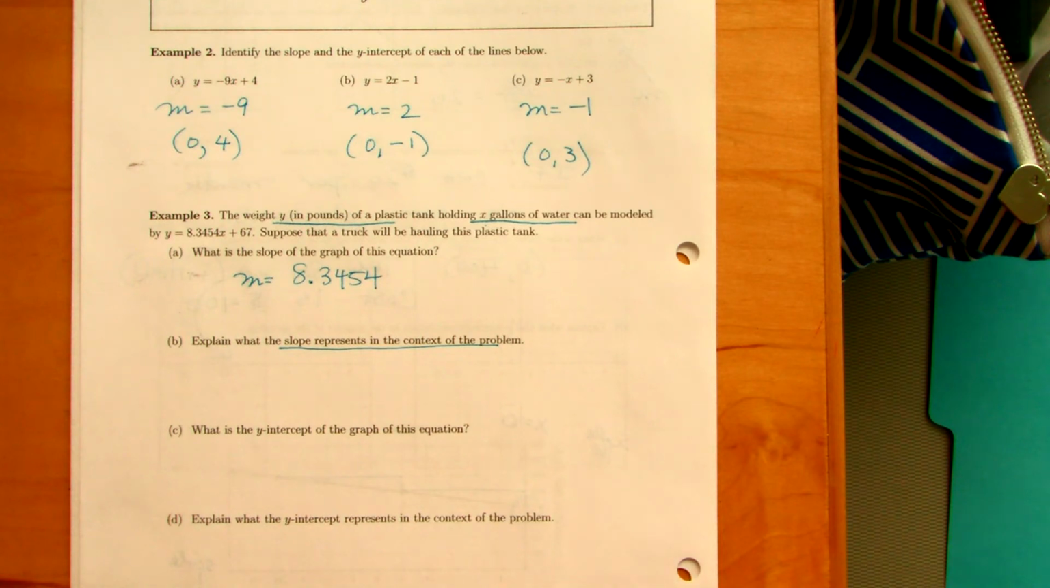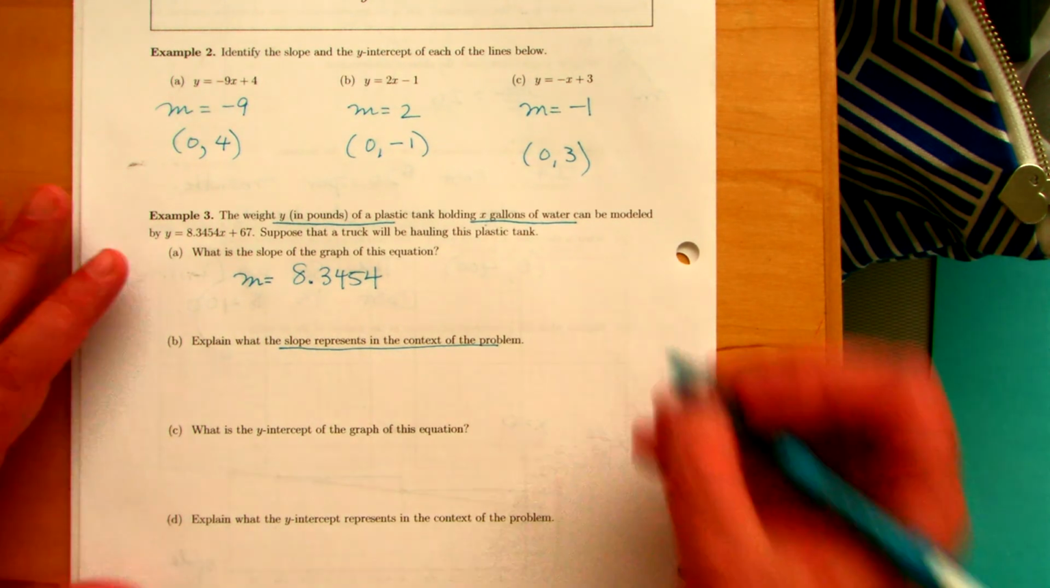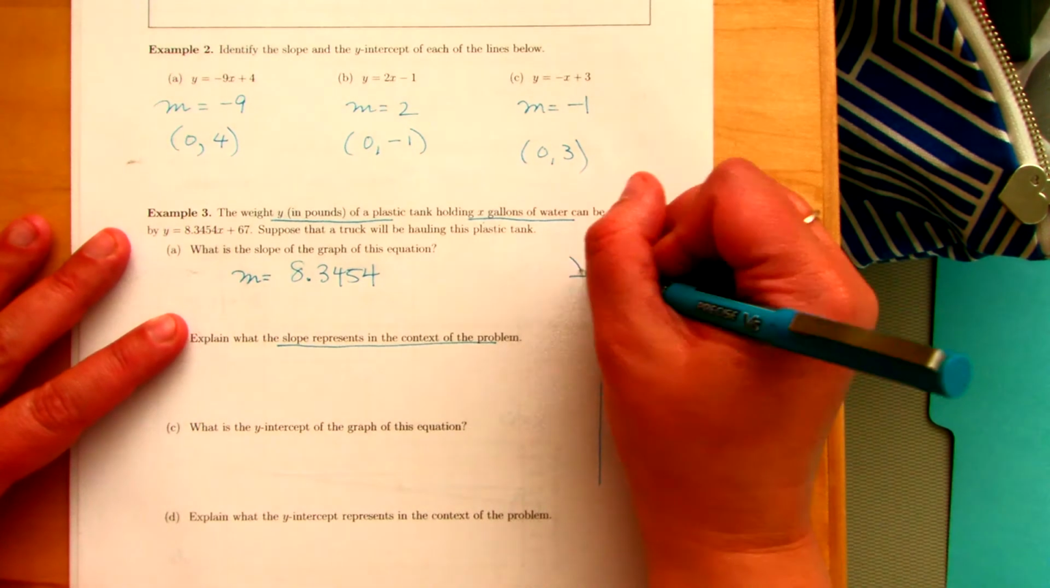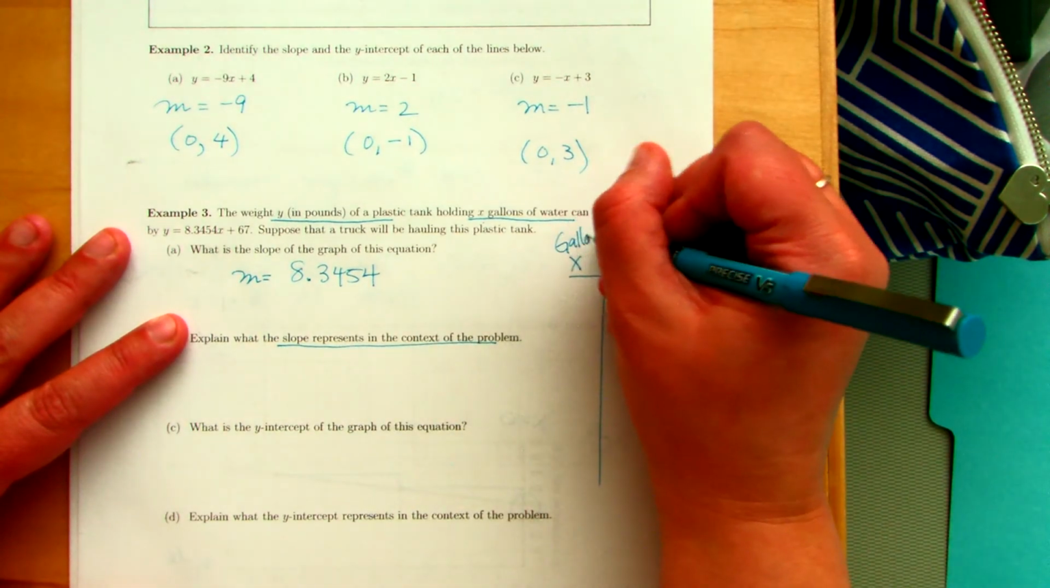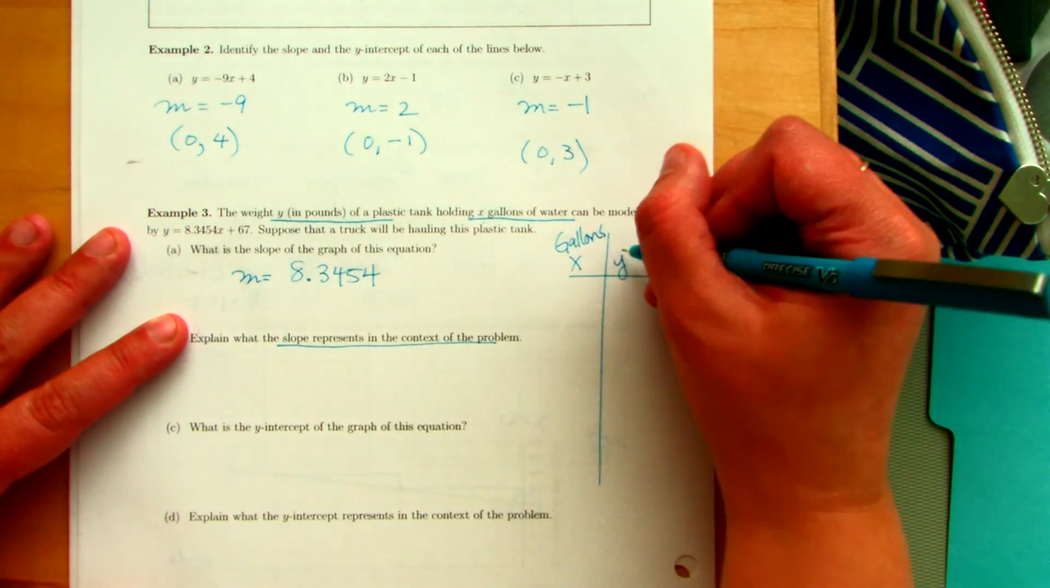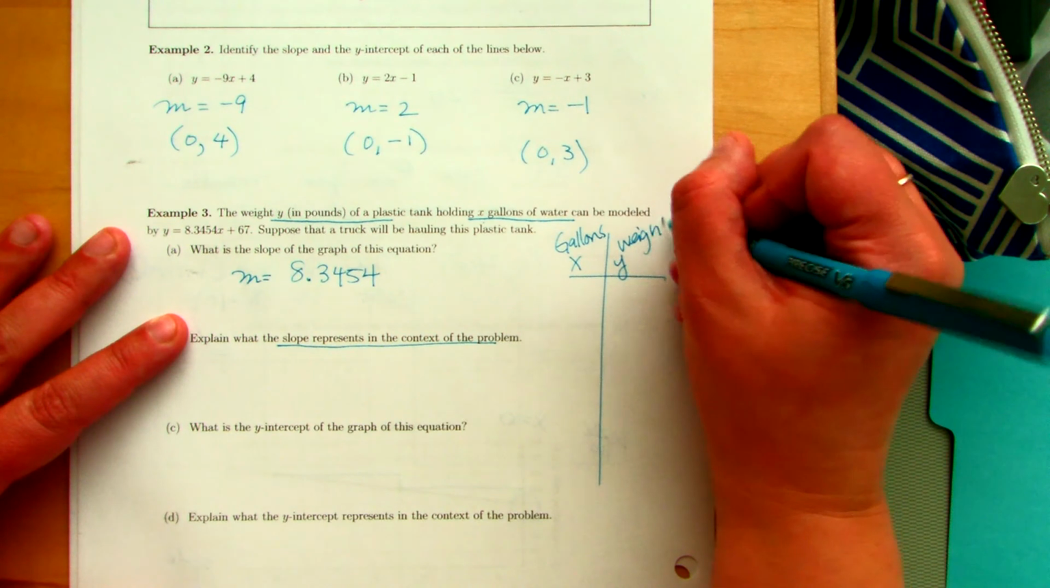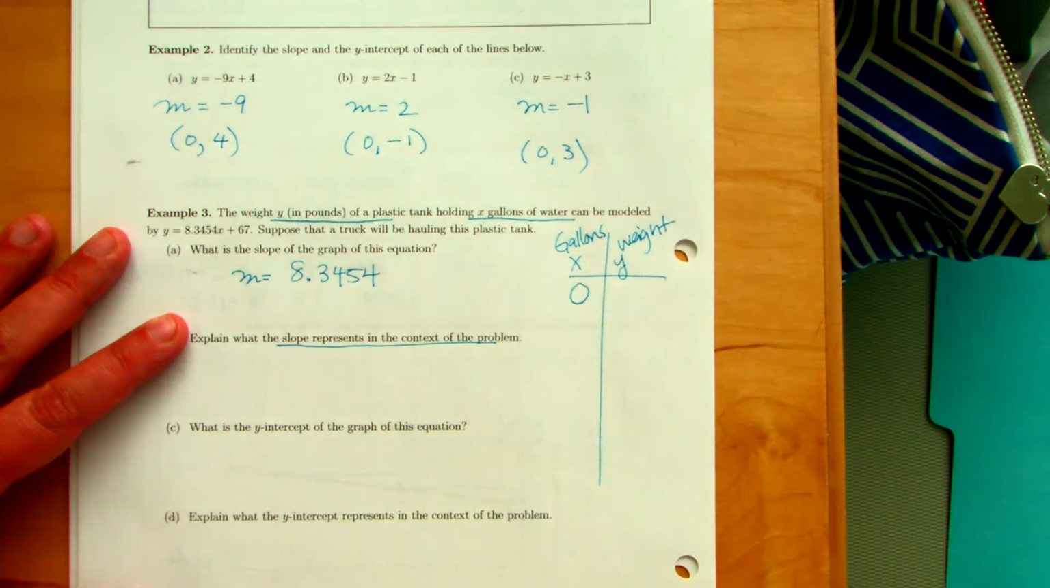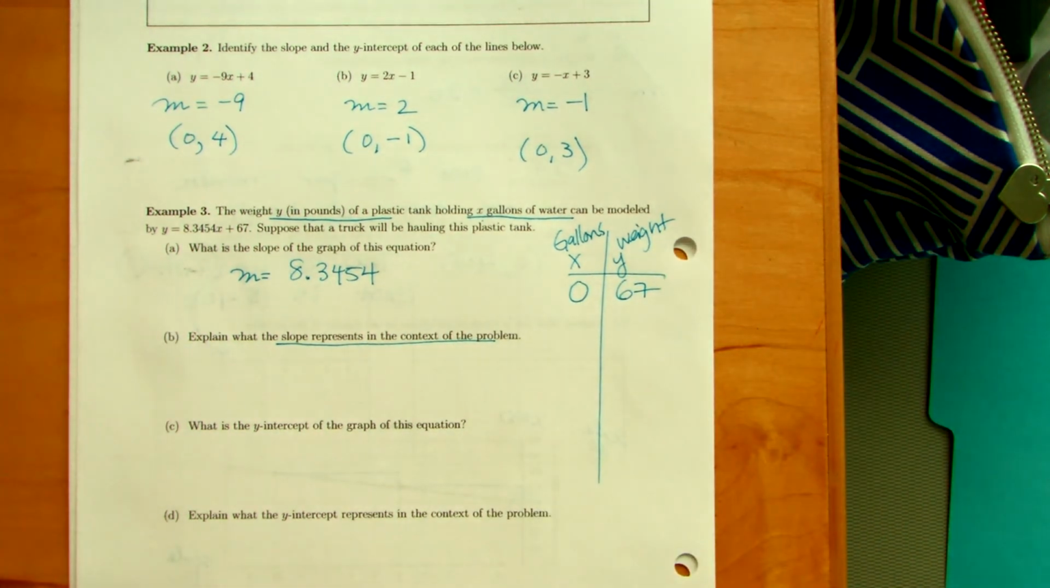Close. The weight of the plastic tank when it's empty, when it has 0 gallons of water in it. Actually, if we made a table of values, x is gallons and y is the total weight. So if you have 0 gallons of water, how much does that tank weigh? Oh, because that's the y-intercept. So the tank itself weighs how much?